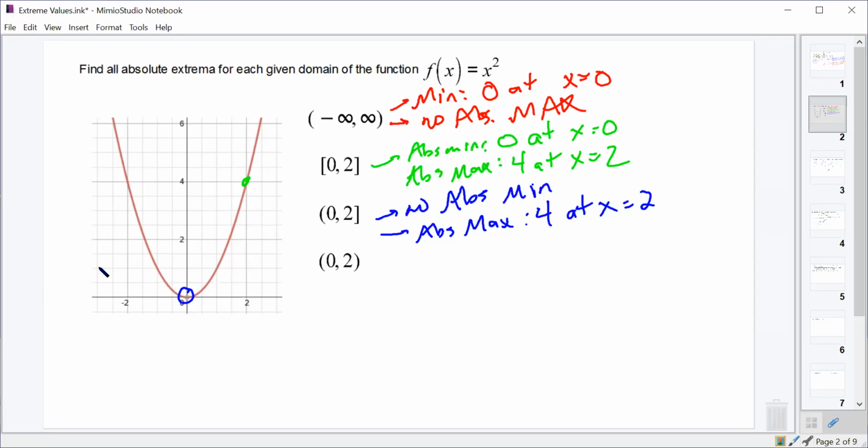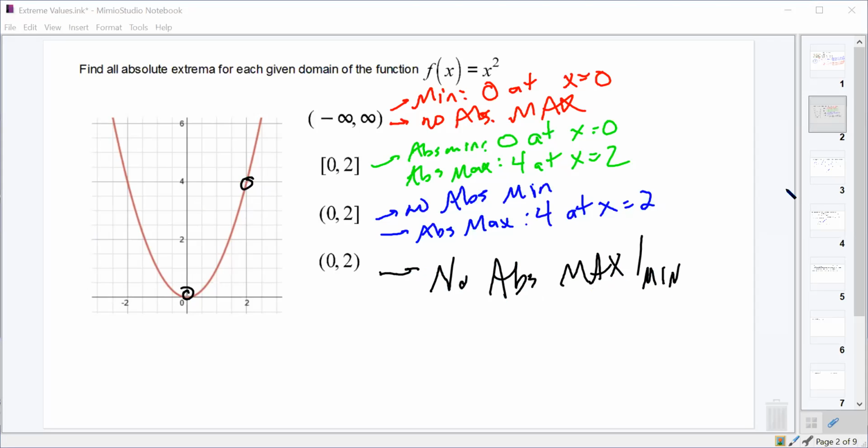And what if we went in and we changed this altogether and just made these both open intervals? I would have no absolute max or min. Everybody agree with that? Any issues, problems, questions, complaints about that?